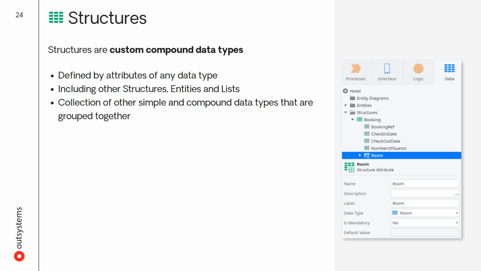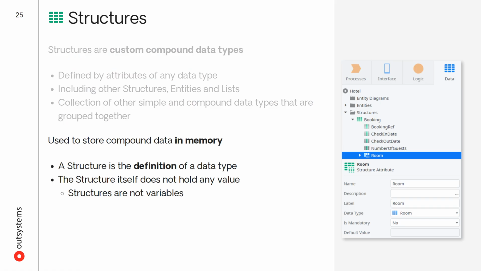By now, you should have heard of entities. A similar compound data type is a structure. Besides having attributes of basic data types, structures may also contain attributes of other compound or list data types. One major difference between entities and structures is that structures are used to store data in memory, and they are the definition of a data type. This means that the structure itself does not hold a value, but you may have a variable whose data type is set to a structure. That variable would be able to store data in memory.